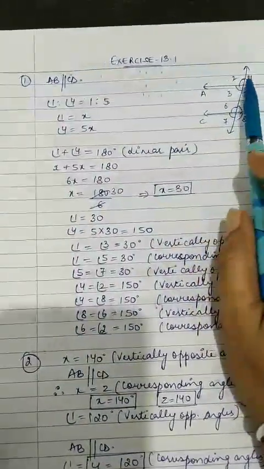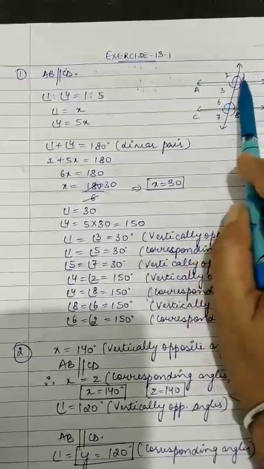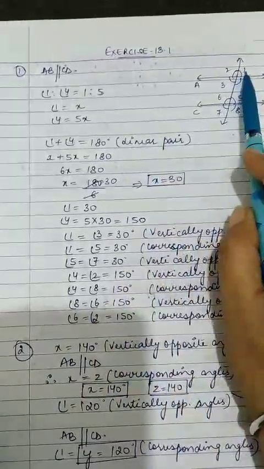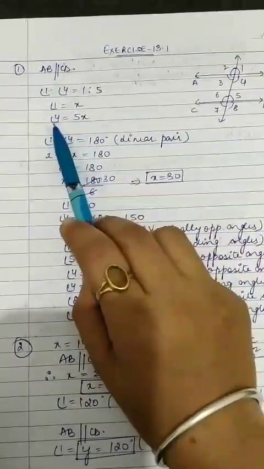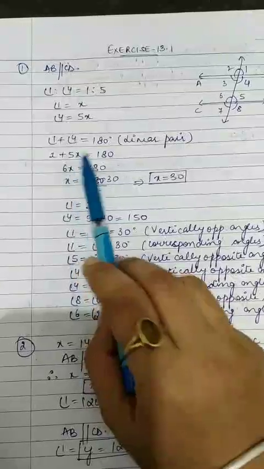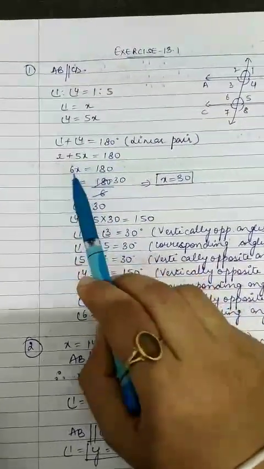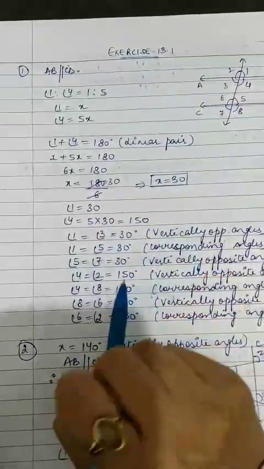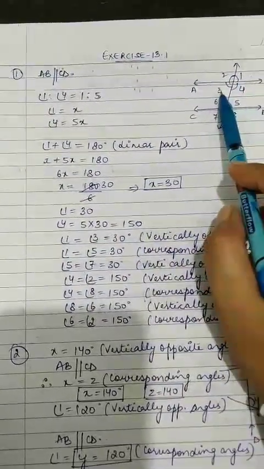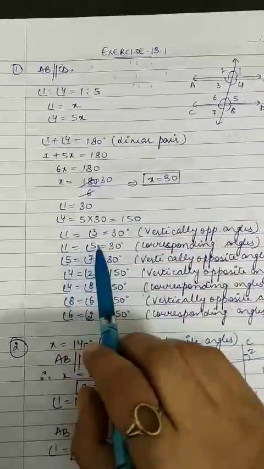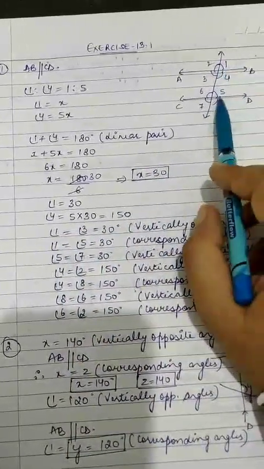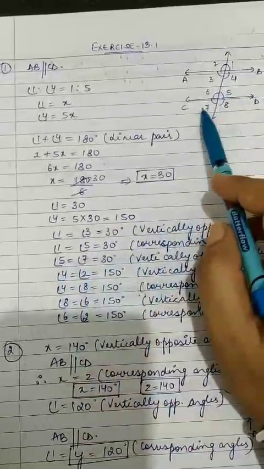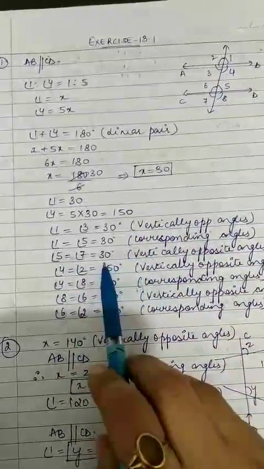Now children, if you see, this is a straight line. Two angles formed on a straight line, their sum will be equal to 180. Reason: linear pair. x plus 5x, because the ratio of angle 1 to angle 4 is 1 to 5, is equal to 180. 5x plus x is 6x, equals 180. x is equal to 180 by 6, x is equal to 30. Now if angle 1 is 30, children, angle 3 is also 30, vertically opposite angle. And if 1 is 30, 5 is also 30, corresponding angles. 5 is equal to 7, vertically opposite angles, so it is also 30.